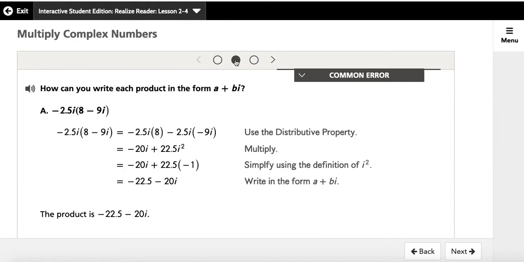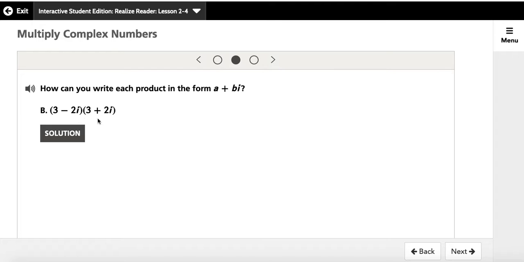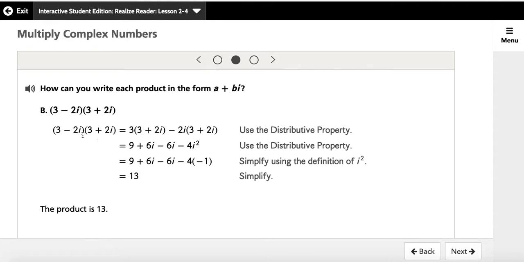Okay, let's see what the next one has. All right, we have a binomial times a binomial. So just like a regular one, we're going to distribute the 3 and distribute the 2i. And if we ever get i squared, we're going to change it to negative 1. All right, they distribute the 3 and get 9 plus 6i. They distribute the negative 2i and get negative 6i minus 4i squared. Then they change the i squared to negative 1.